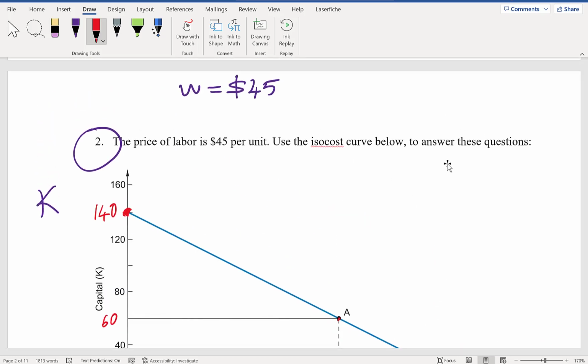So the general formula for Iso-Cost curves is cost of labor times number of workers that are employed plus cost of capital times number of capital employed. This is the total cost. Or you can put TC or just C by itself.